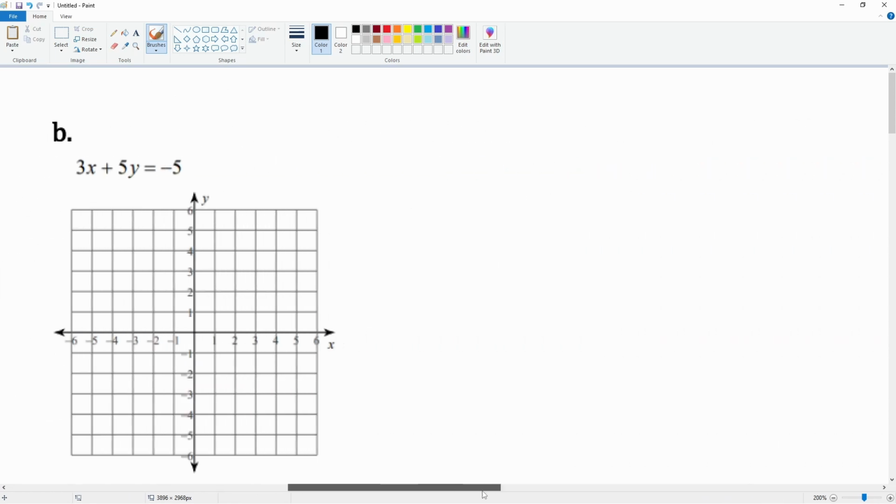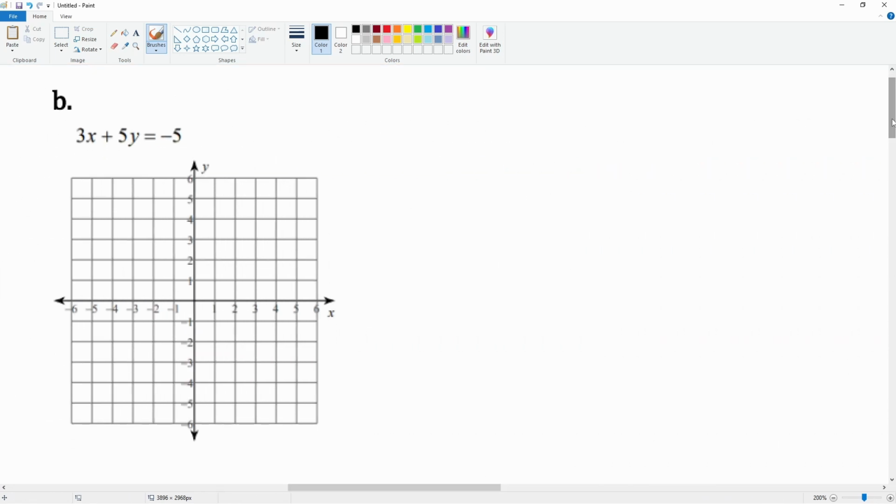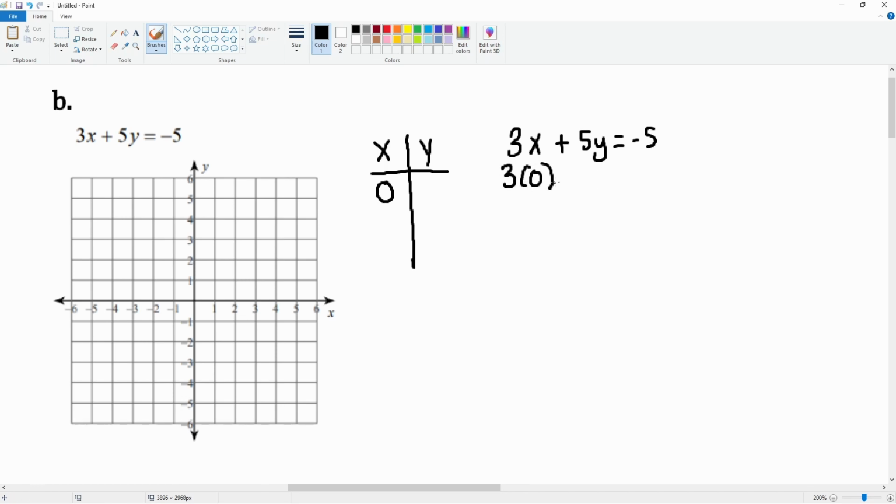Let's look at B here. Same idea here. We have to make a chart. X, Y. I always like picking the number 0 to start. So 3x plus 5y is equal to -5. Plug in 0 for the x. 3 parentheses 0, close the parentheses, plus 5y equals -5. 3 times 0 becomes 0, leaving you with just 5y is equal to -5. Divide by 5 on both sides. This cancels because it becomes the number 1. You get y is equal to -1.